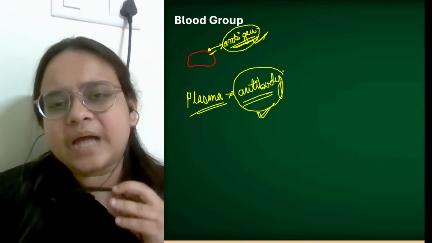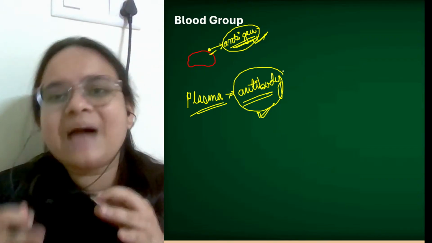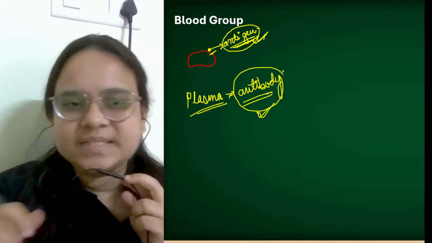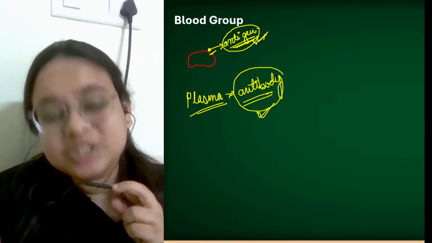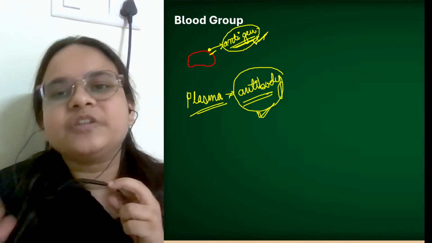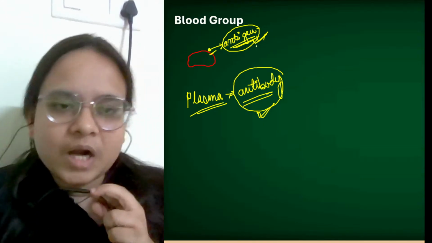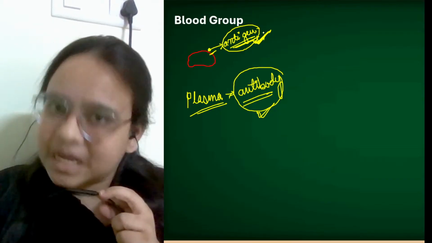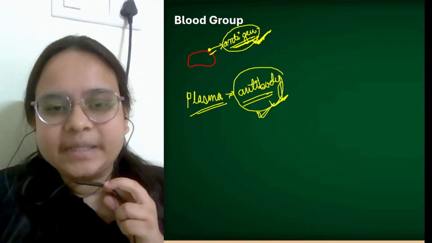And according to that we have classified our blood groups. So two things we need to understand. There is a particular antigen that is present on the surface of our RBC. We call that antigen. And in plasma, there's another protein we call antibody.